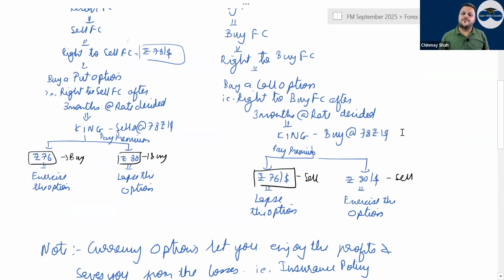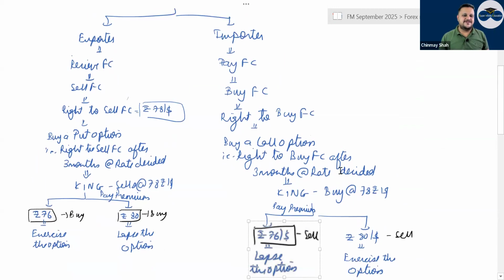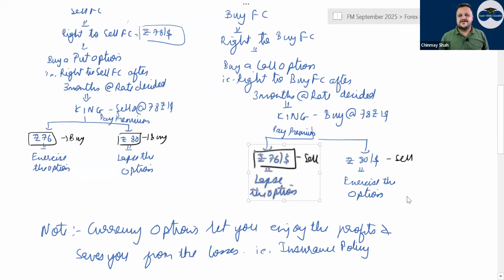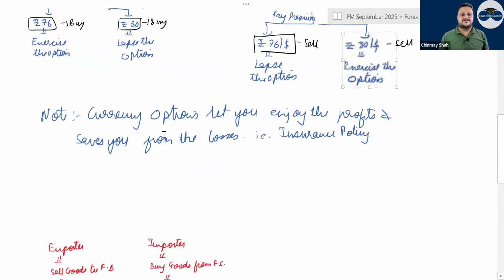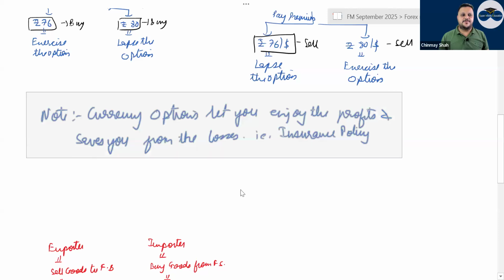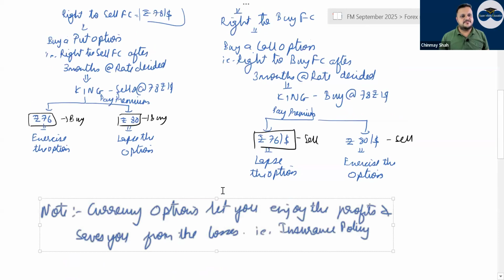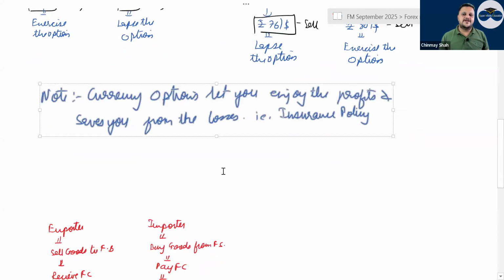So you will lapse the 78 option and go in the market and what? Tell me. Buy it at what or sell it at? No, sell it should be, right? Okay, whatever. Correct. At a rate of 80. Okay. Then currency options let you enjoy the profits and save you from the losses.